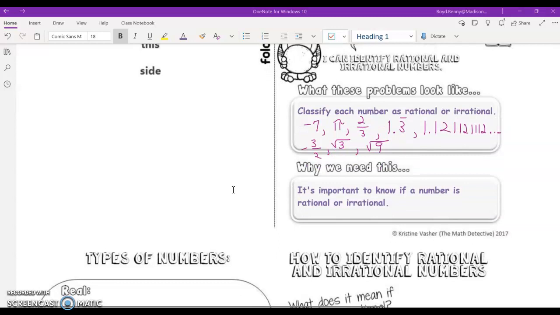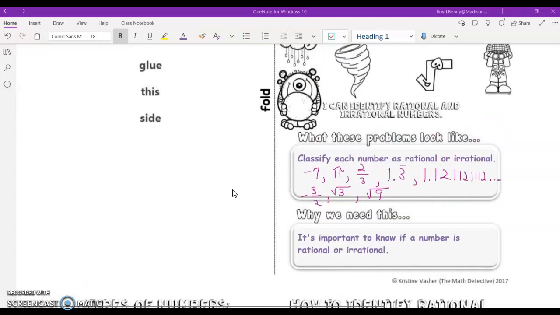So what do these types of problems look like when you're asked to work them out on a piece of paper or on a test? Well, you're going to be asked to classify each number. Now, classify means to put numbers in groups or into buckets. So you're going to be asked if -7 is a rational number or an irrational number. Is the number pi a rational number or an irrational number? 2/3. 1.3, repeating. Remember, this bar means repeating. Is it rational or is it irrational?